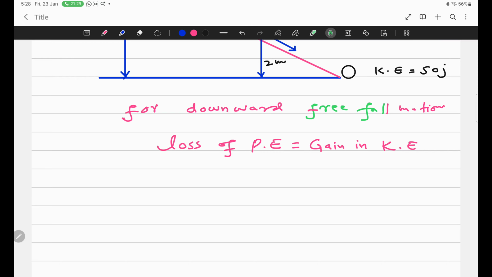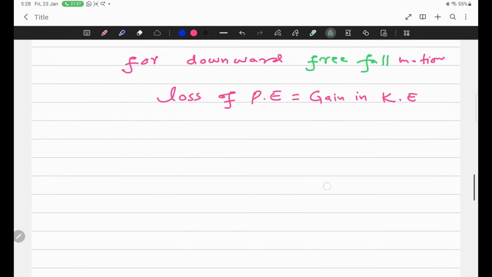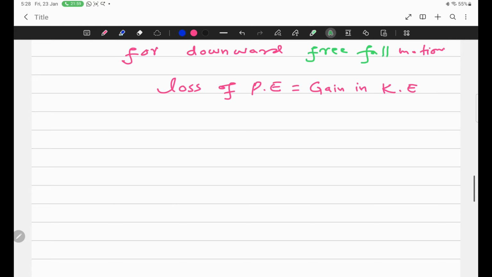Sir, what is the meaning of free fall? Free fall means only gravity acting on the object. If only gravity is acting, sir, no force of friction, no air resistance, no engine working. If only the force of gravity is acting on an object, then this is called free fall motion. And in free fall motion, if an object is moving down, then potential energy loss, kinetic energy gain.